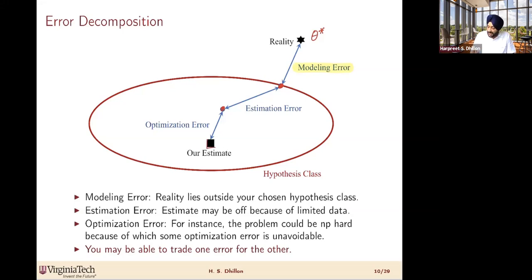And hence this is what you eventually get, which is your estimate, which can be pretty far away from reality because of multiple choices you made on the way. You can actually see quite easily now that you can trade one of these errors for the others. For example, if your hypothesis class is smaller, you might be able to shrink the estimation and optimization errors. But in that case, your modeling error might be large. So at the end of the day, it is a pretty difficult choice in most cases.